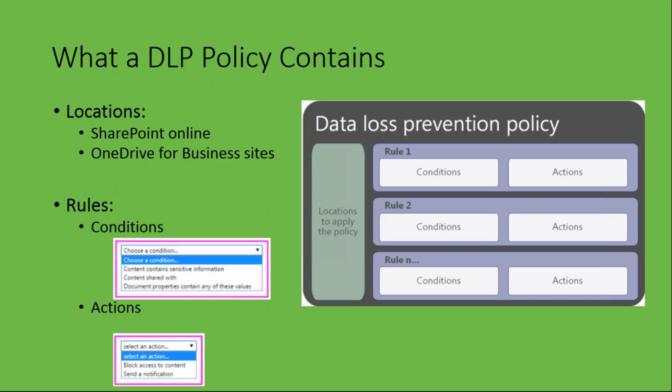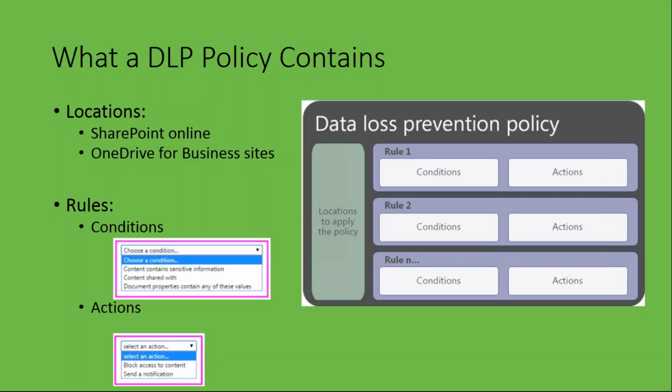So documents could be in any of these sites. We can tell the policy to scan these sites, or we can say scan all the SharePoint Online sites and all the OneDrive for Business sites and identify the sensitive information in the documents. So that is the first part of the policy.